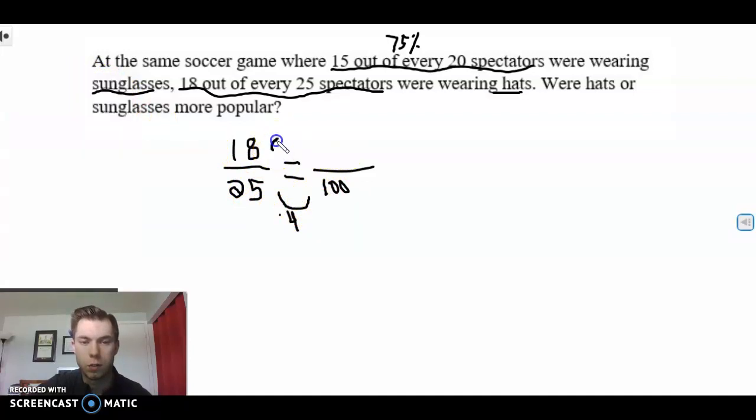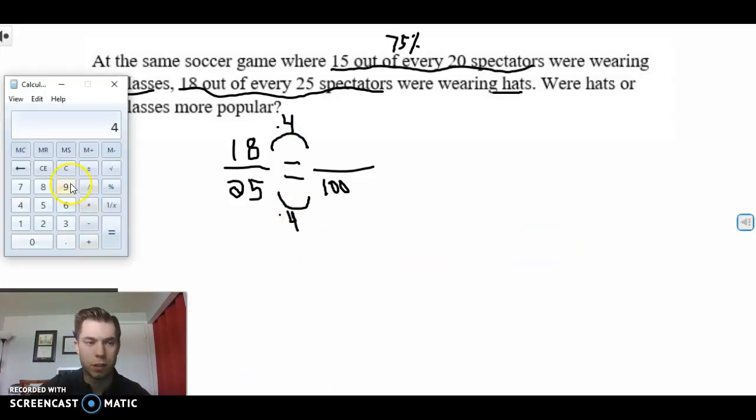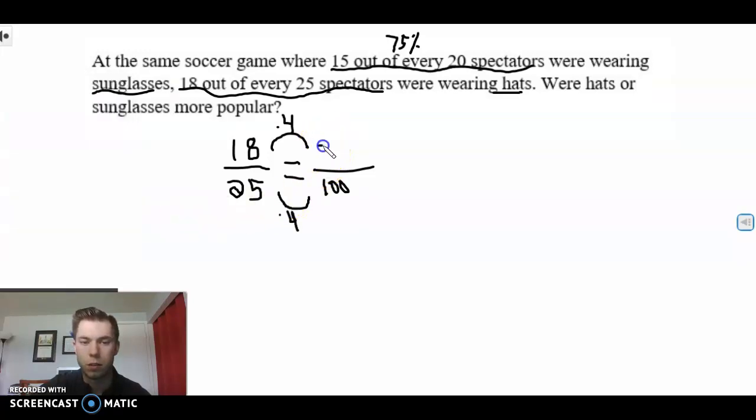So since we did that to the 25, we also have to do that to the 18. Now I don't expect you guys to know 18 times 4 off the top of your head. You could work it out, or since you have your calculator, you can go ahead and do 18 multiplied by 4. And that would get you 72. So 72 out of 100 were wearing hats, or one way that we would report that would be 72% of spectators. I'm going to write it all out.